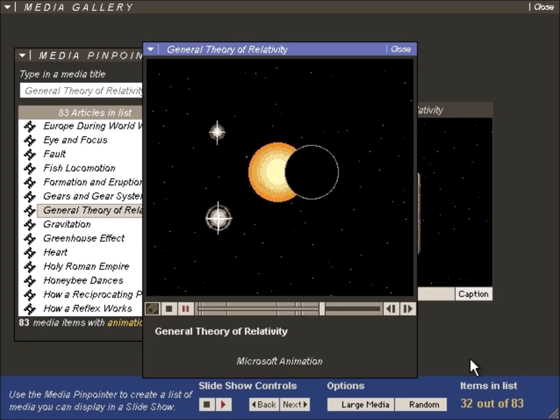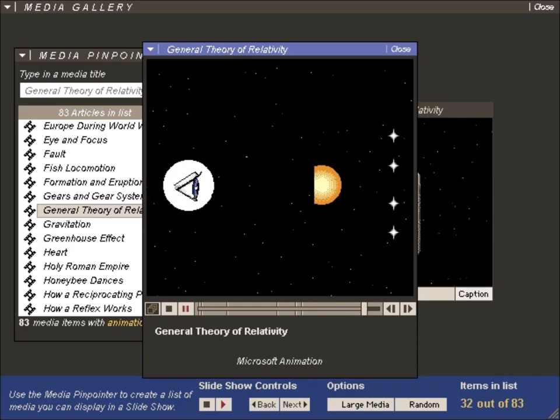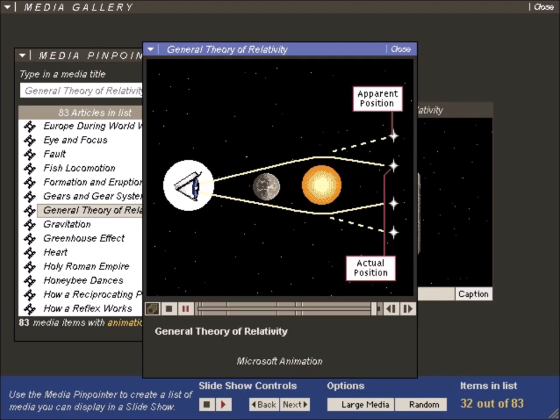One day, the Sun and Moon moved between two stars. When the Sun was directly between the stars, and its light was blocked by the Moon, the stars appeared to be farther apart. Rays of light from the stars were bent due to the gravitational field of the Sun. Einstein's prediction was confirmed.